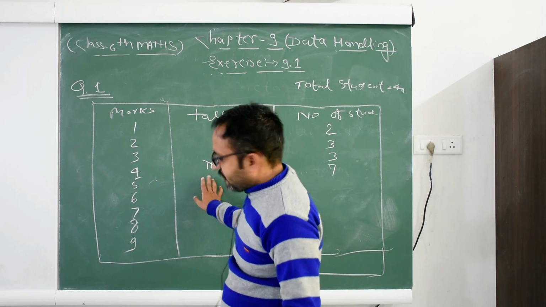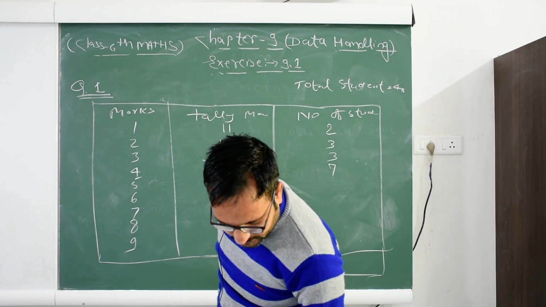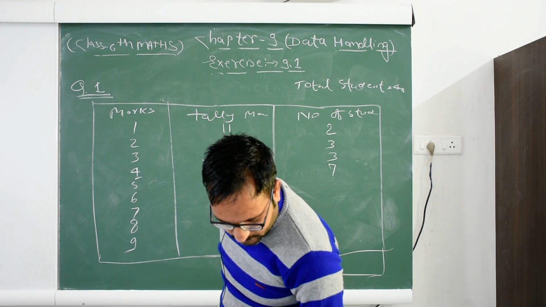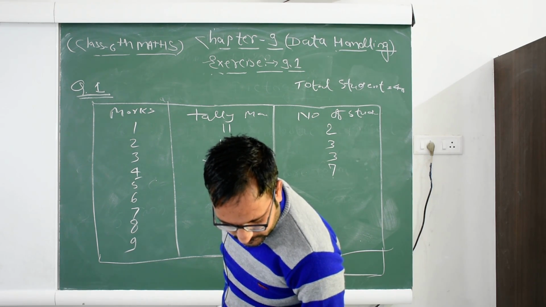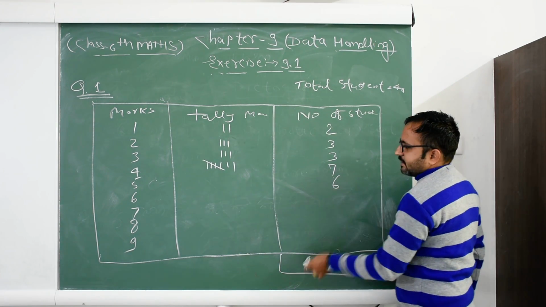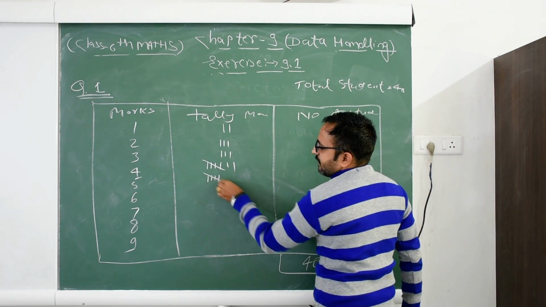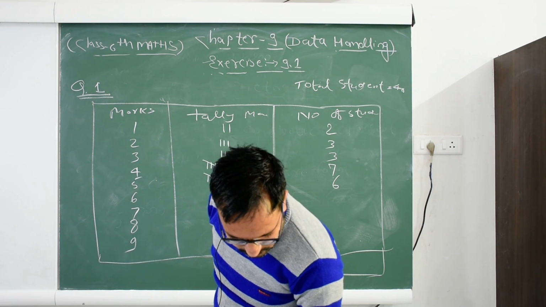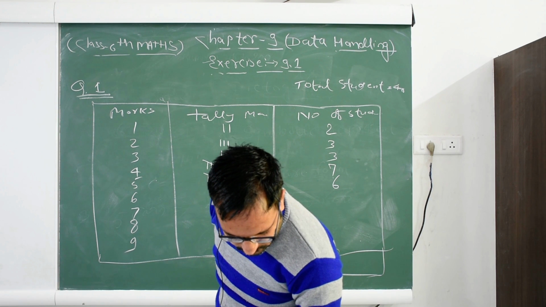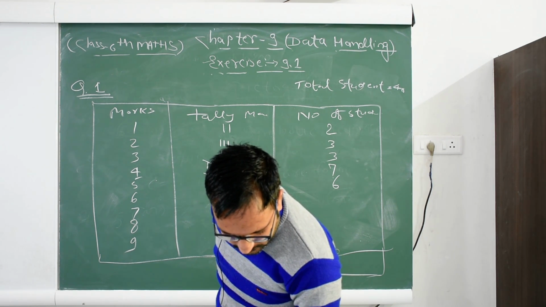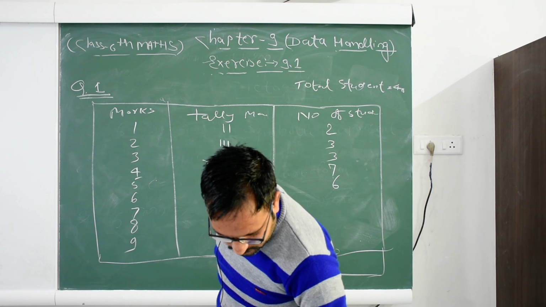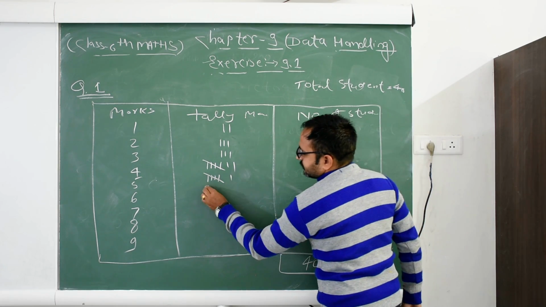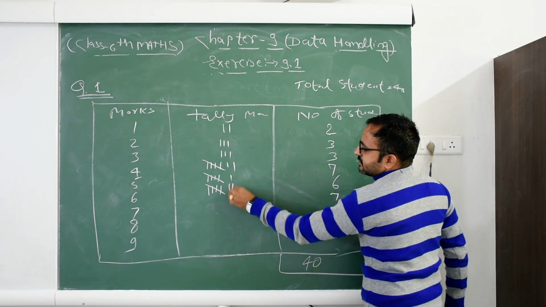Okay. Now number 5. 1, 2, 3, 4, 5 and 6. Okay, 6 students. So 1, 2, 3, 4 and 5 and 6. Now number 6. 1, 2, 3, 4, 5, 6, 7. Now 7 students. Okay. 1, 2, 3, 4 and 5 and 6 and 7.